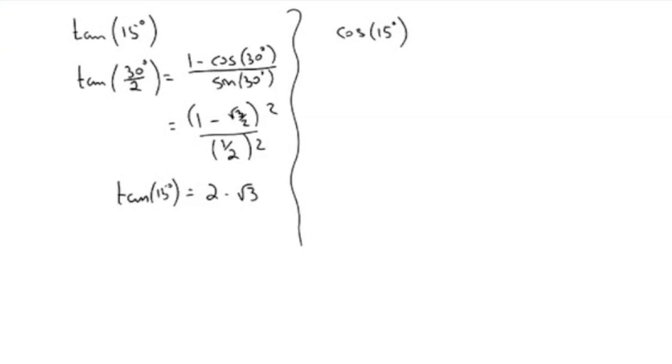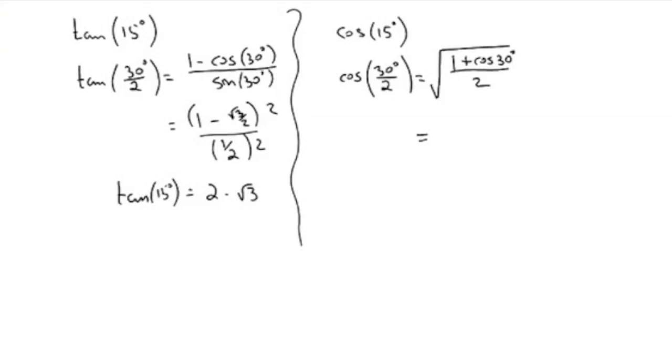Would this be positive? It's definitely positive because cosine of an acute angle is positive. The cosine of 30 over 2 is equal to the positive square root of 1 plus cosine 30 over 2. I got 1.19 in the calculator.